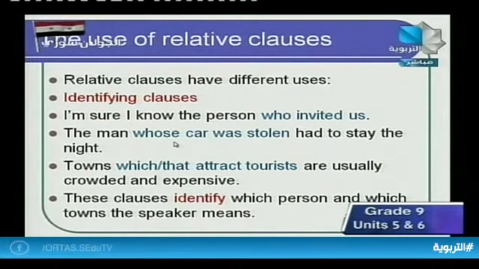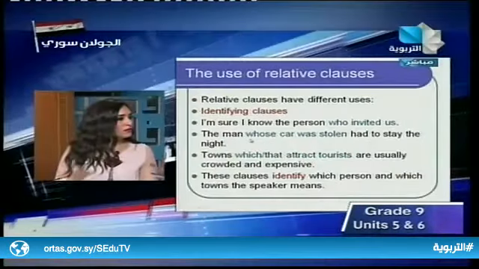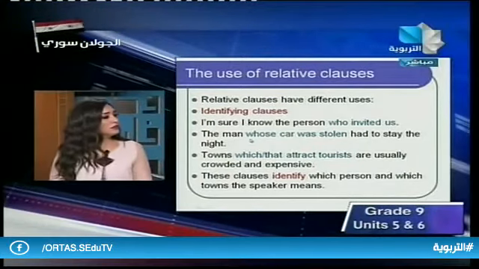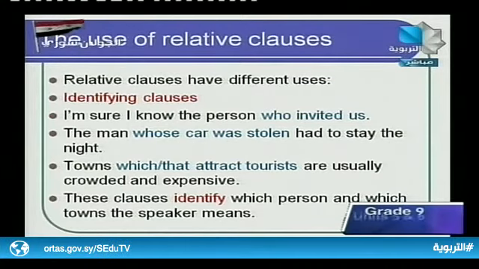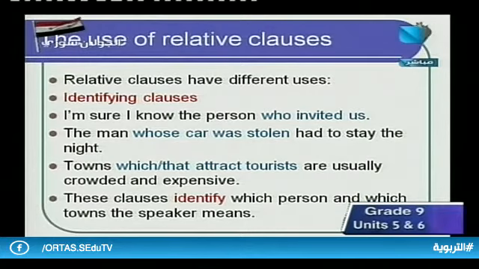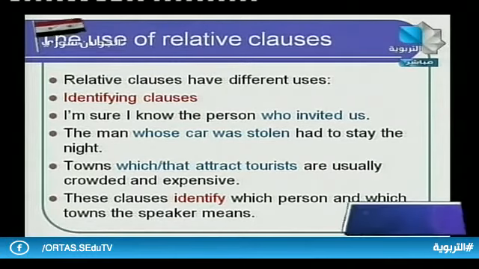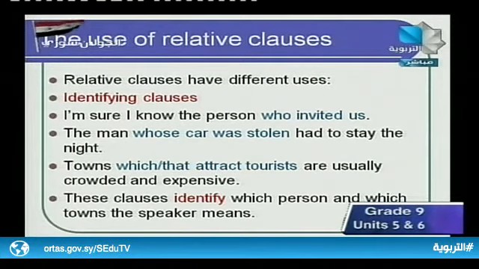Good. Another example, the man whose car was stolen had to stay the night. Here, of course, we identify which man, the man whose car was stolen. If I say the man had to stay the night, you will ask me, sorry, Mr. Bassem, which man are you talking about? So I need to identify or define this noun to you. So I have to use a relative clause to give you more information about this man in order to make you know about him. That's it. This is the purpose. Simply. The man whose car was stolen. Now I know which man you are talking about.